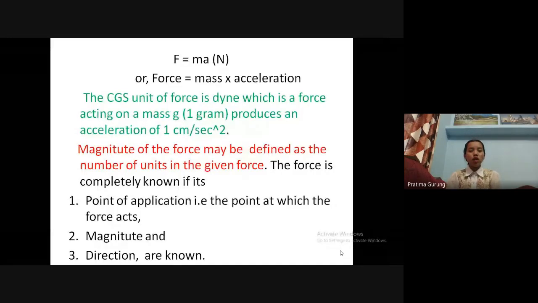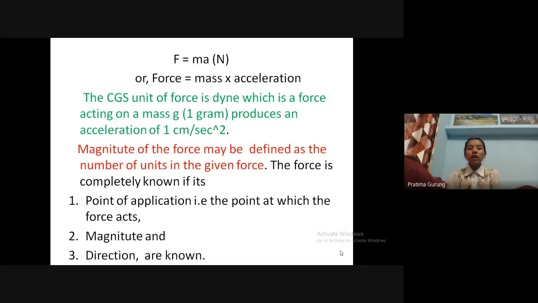The CGS unit of force is the dyne, which is the force acting on a mass of 1 gram that produces an acceleration of 1 centimeter per second square. Magnitude of the force may be defined as the number of units in the given force.